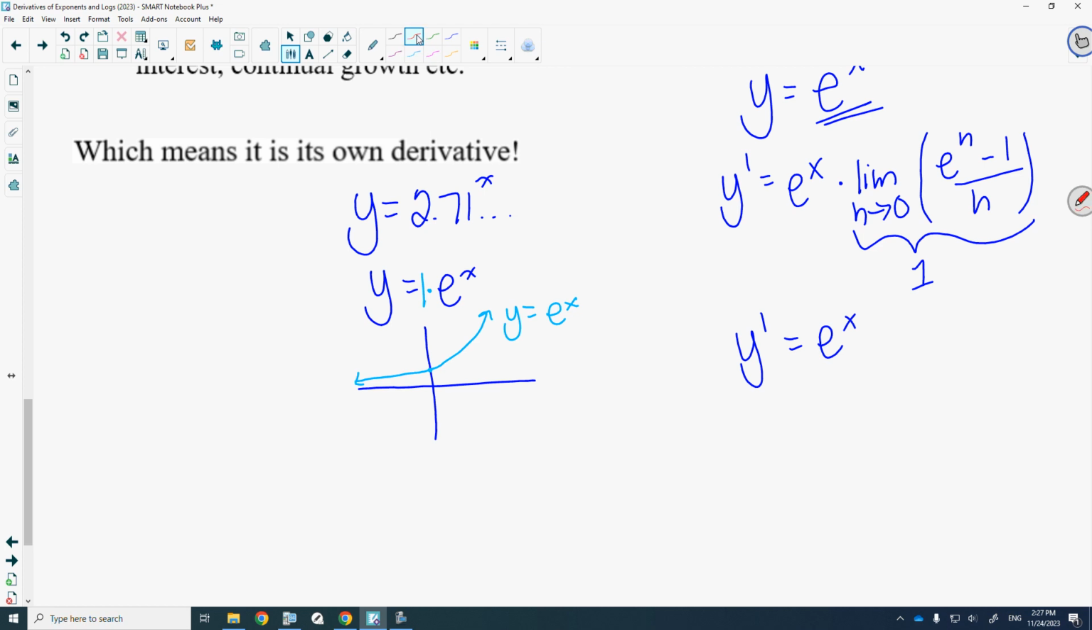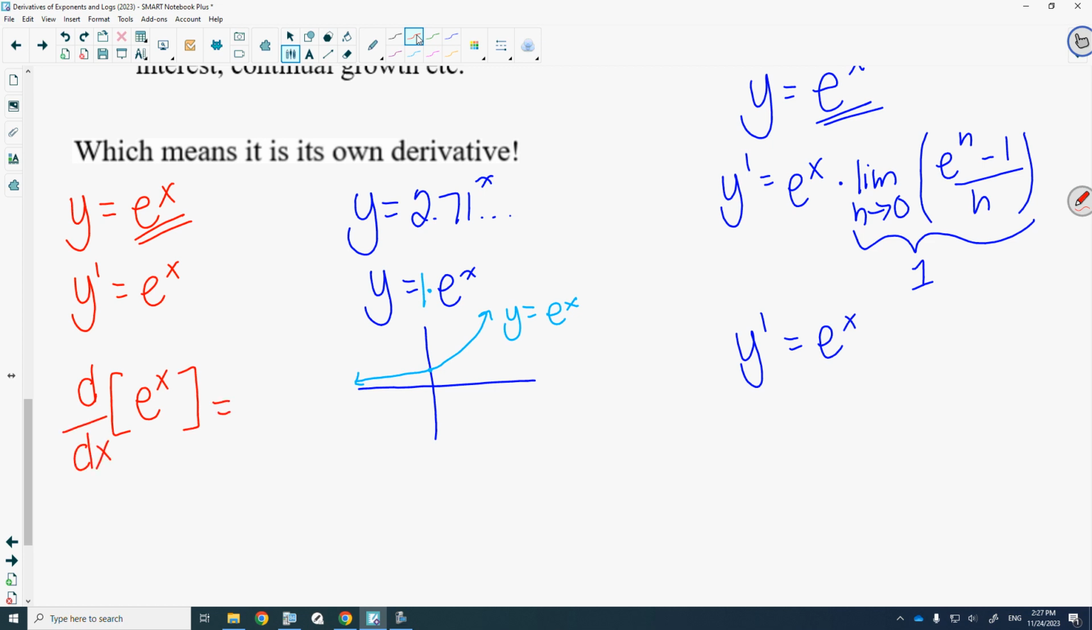Again, to hammer in this point, if your function is e to the x, and I ask what is the derivative of e to the x, the derivative of e to the x is e to the x. It is itself. Another way I could write this is to say differentiate e to the x with respect to x, and the derivative is e to the x.